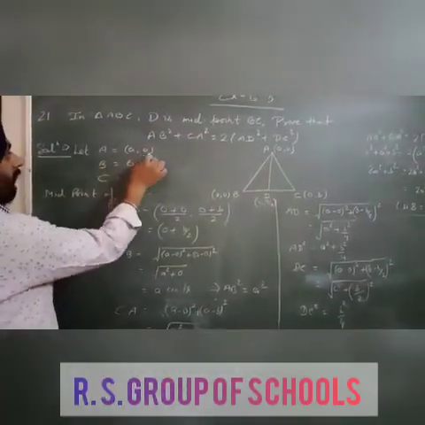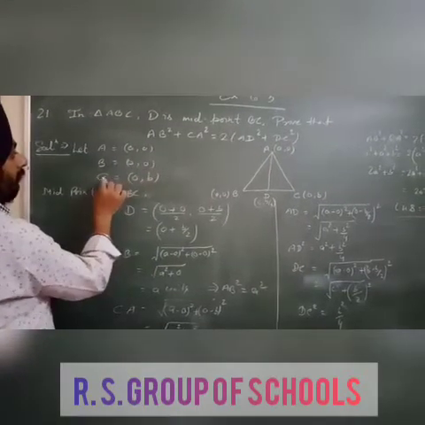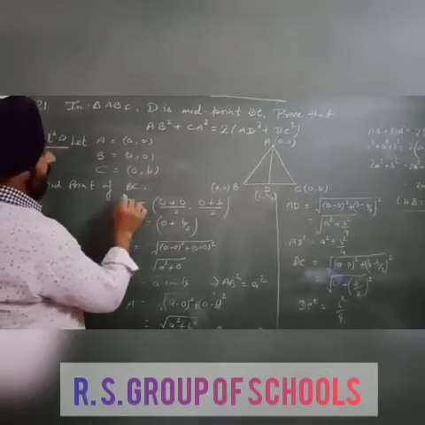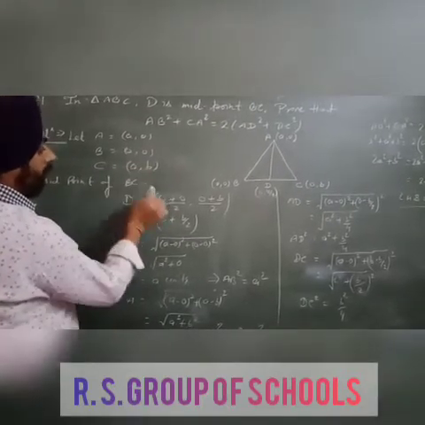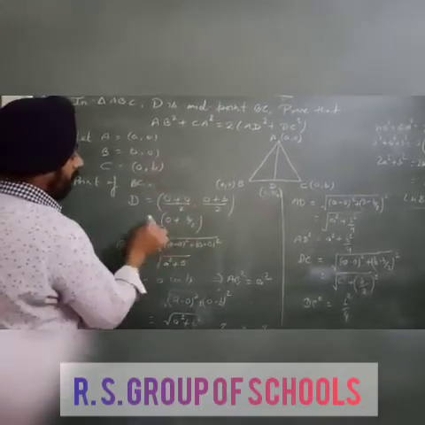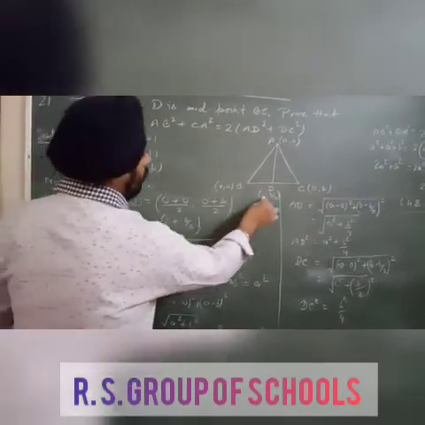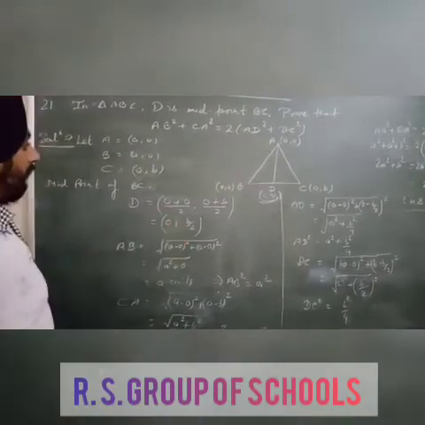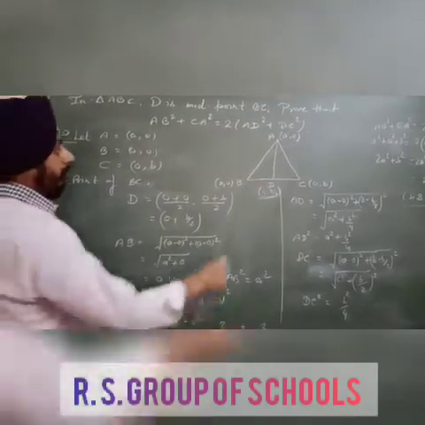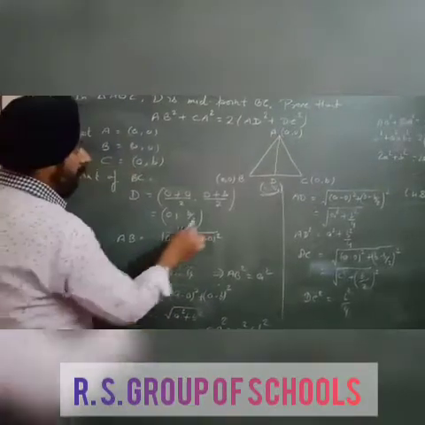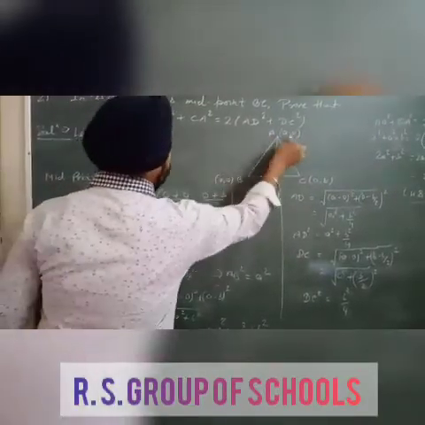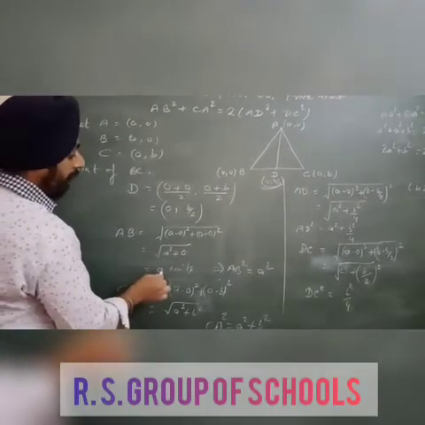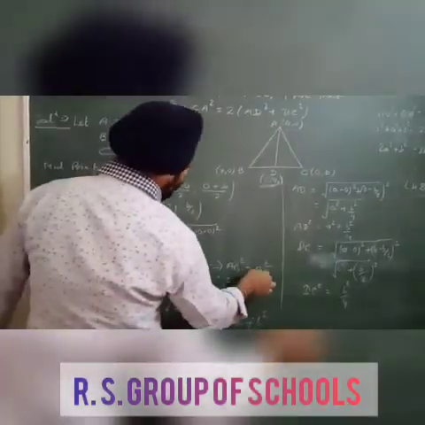Then A equals (a, 0), B equals (0, 0), C equals (0, b). Now we find the midpoint of DC. D equals (0 plus 0) by 2, (0 plus b) by 2. The coordinate of D is (0, b by 2). Now we find the distance between A and B, that is AB. AB equals root of (a minus 0) whole squared plus (0 minus 0) whole squared. Then we have a square. AB equals a units, so AB square equals a square.